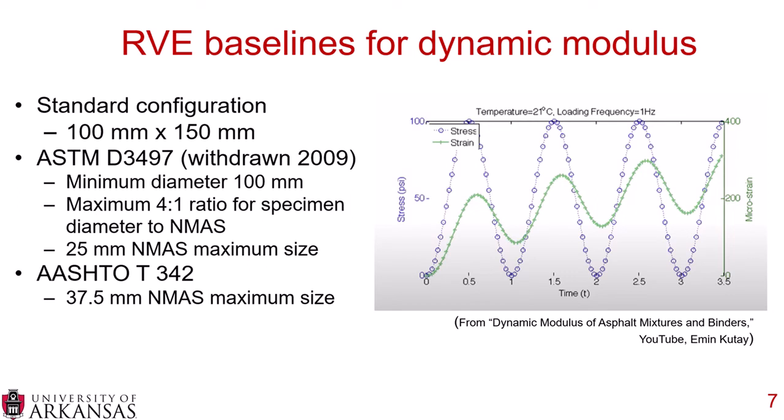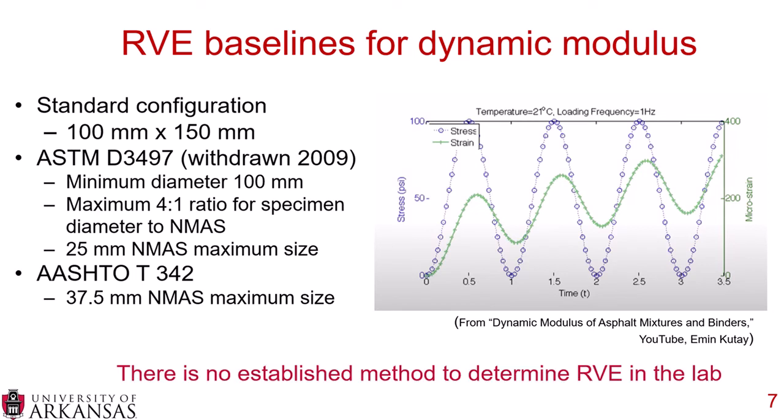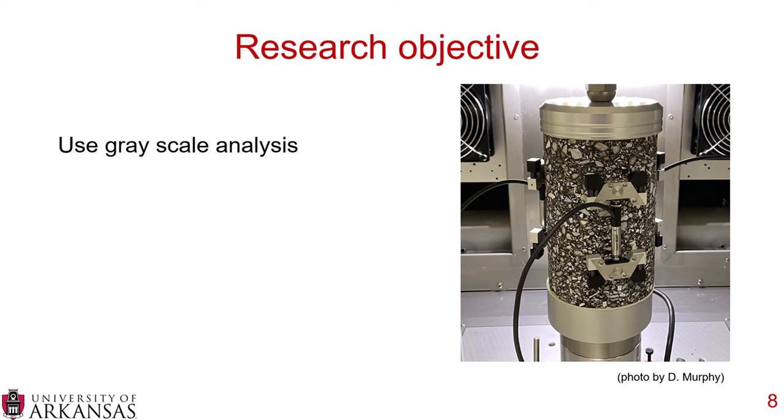Getting back to representative volume element, you can see how ASTM and AASHTO both have recommended nominal maximum aggregate size for the maximum size of an aggregate in the sample. But there really is no established method to determine representative volume element in the lab. So this is an established test for dynamic modulus, but what if you're creating a new test? Is there a way to try and establish a representative volume element in the lab for any test? And that's what we really set out to do.